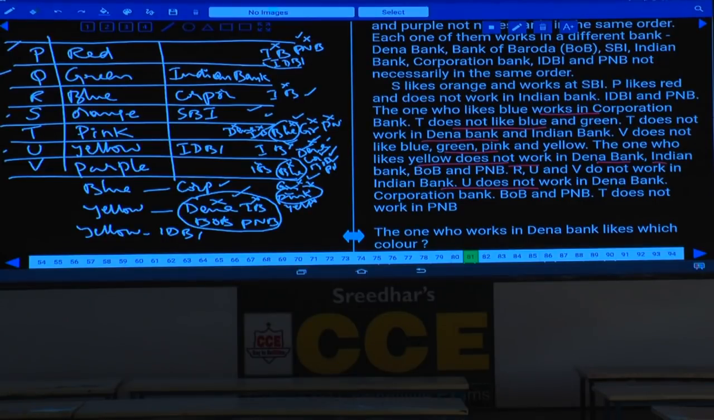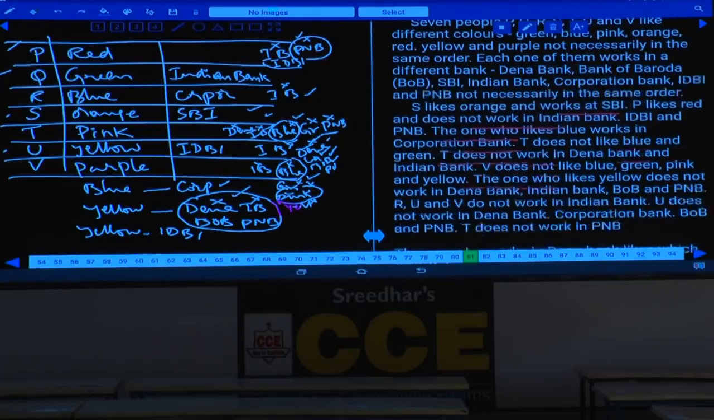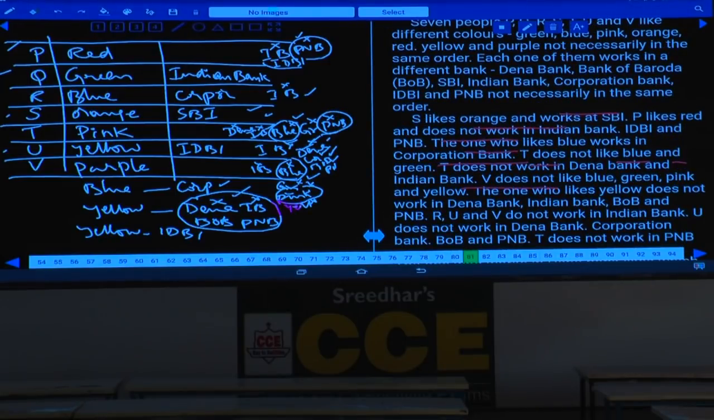Now this person P does not work in PNB, and again U is also not working in PNB, and T is not working in PNB, isn't it? As these two persons, P and T, do not work in PNB, then who must work in PNB? V must work in PNB. If V works in PNB, then now this person T does not work in Dena Bank. As T does not work in Dena Bank, then P works in Dena Bank.